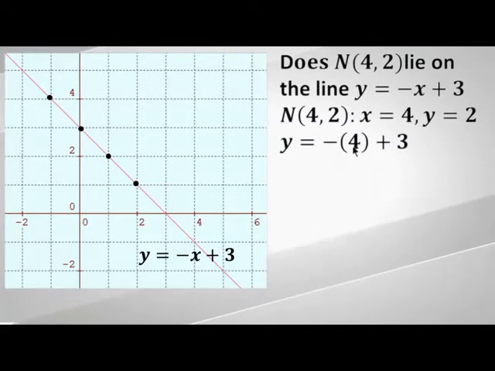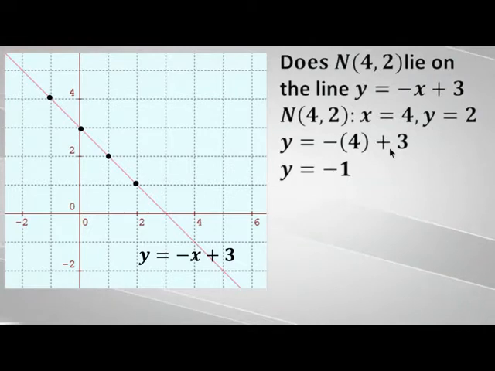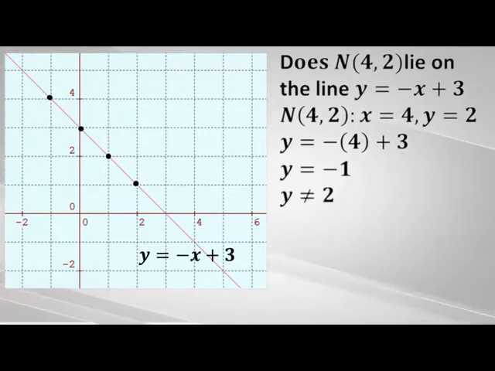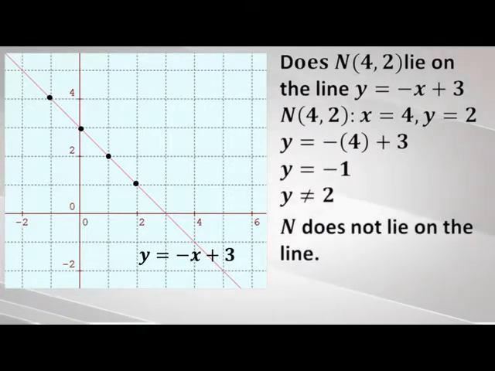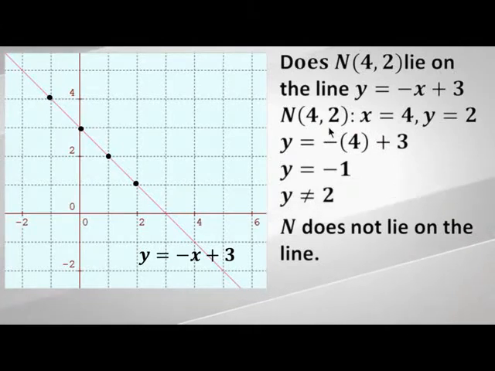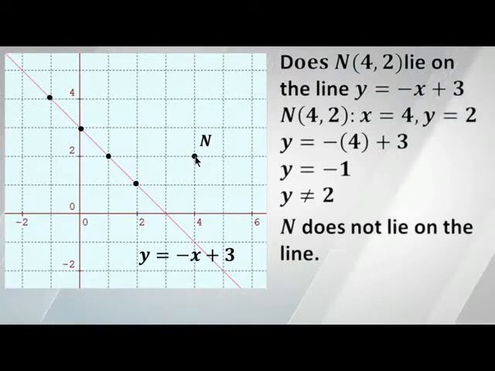So we substitute x equal to 4. So y equal to negative 4 plus 3. So y equal to negative 1. It means y is not equal to 2 and the point does not lie on the line, because when we substitute x equal to 4, we will not find y equal to 2. Geometrically, we can simply draw point N (4, 2) and it is here. As you can see, this point does not lie on this line.